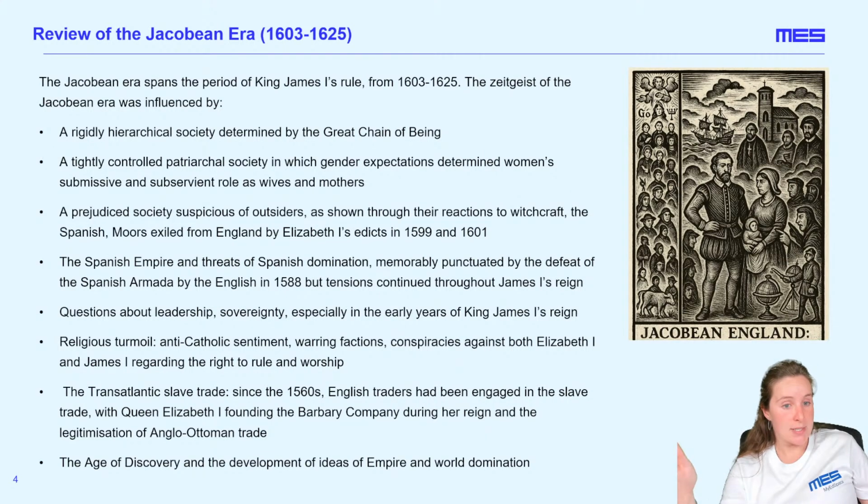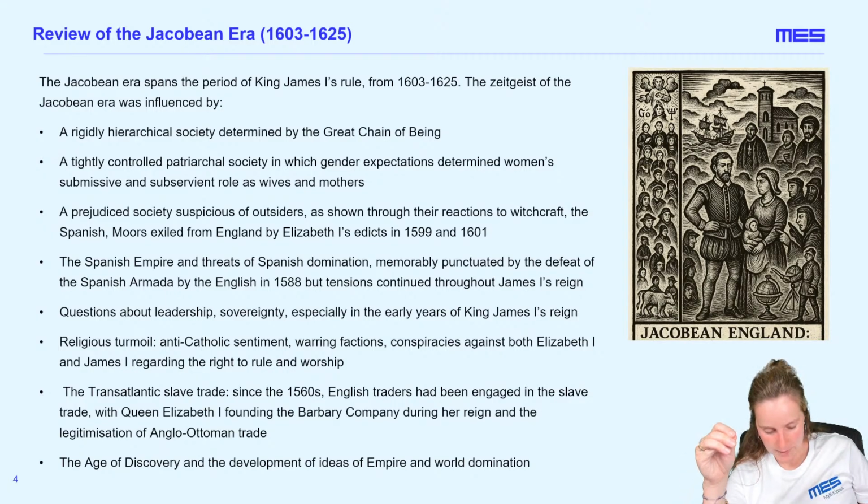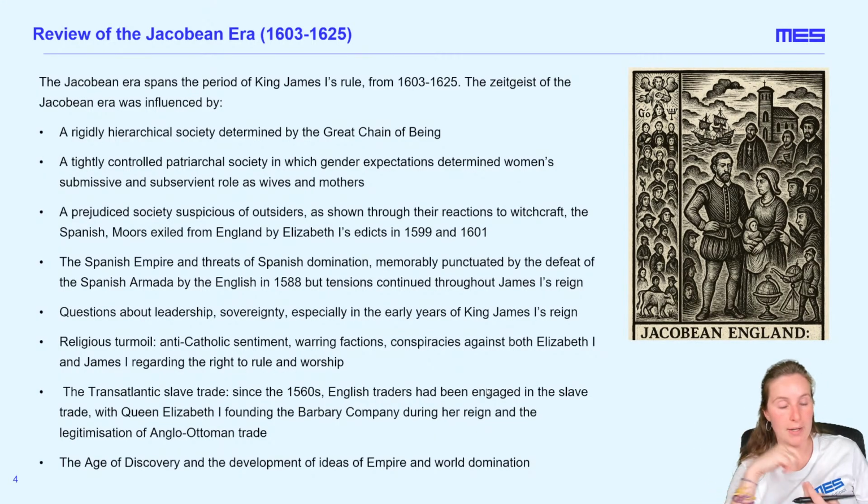It was also a prejudiced society, suspicious of outsiders, as shown through their reactions to witchcraft, Spanish and the Moors, exiled from England by Elizabeth I's edicts in 1599 and 1601. The validity and the effect of those edicts, whether they're actually put into place or if they were more sort of rumours incited by people who wanted their Moors to be expelled from England out of fear of jobs being taken, is kind of debatable but unsolved by critics at this point.